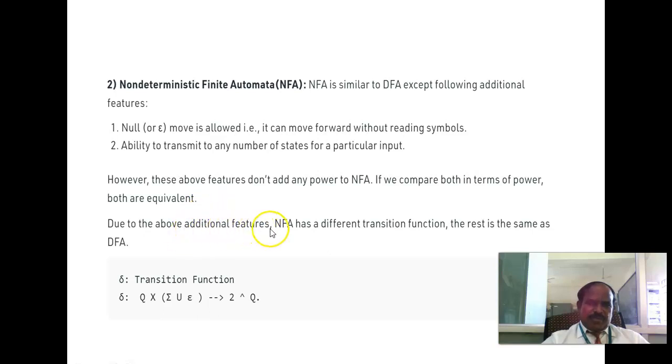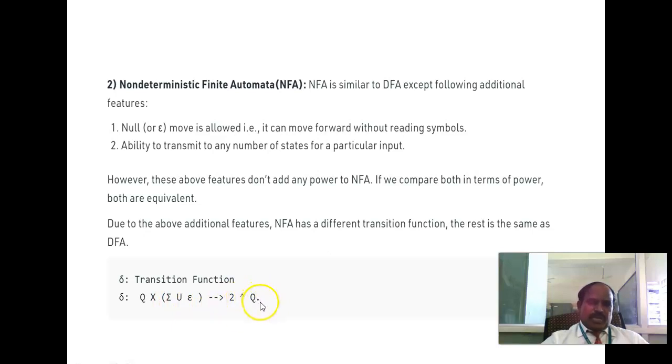Due to the above additional features, the NFA has a different transition function. The rest of the things are similar to the DFA. The transition function takes Q and the summation symbol along with the epsilon symbol. The epsilon symbol is not allowed for a DFA, but in an NFA we allow the epsilon symbol. So Q corresponding to the summation gives 2 power Q, so if there are n states, 2 power Q states can be transitioned to.